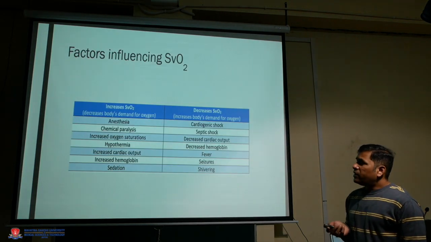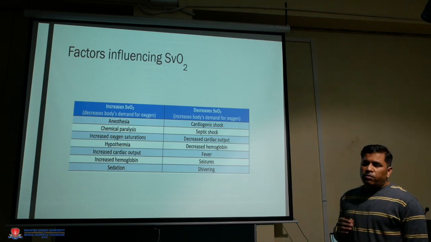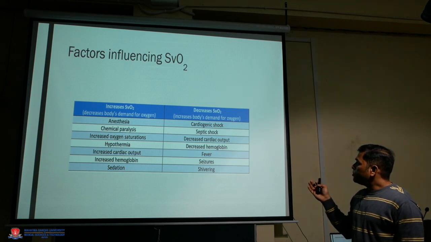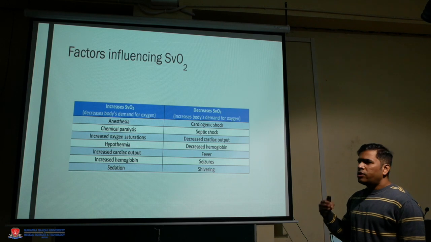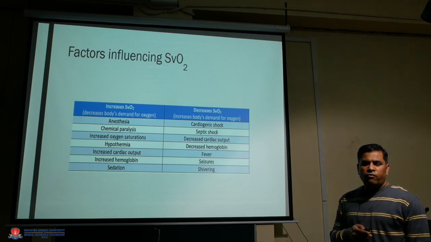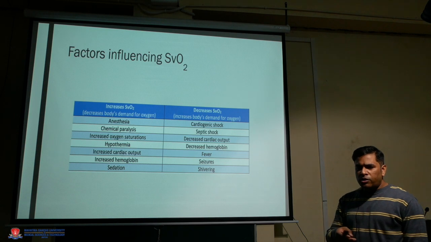There are many factors that increase or decrease the SvO2. If the demand of the body goes down, for example with anesthesia and various other factors, it increases, and mixed venous oxygen saturation decreases when the demand of the body increases. There are so many other things as well which we'll discuss in the next class, the various methodologies we can use to measure the blood pressure, CVP, and all these parameters we have talked about.